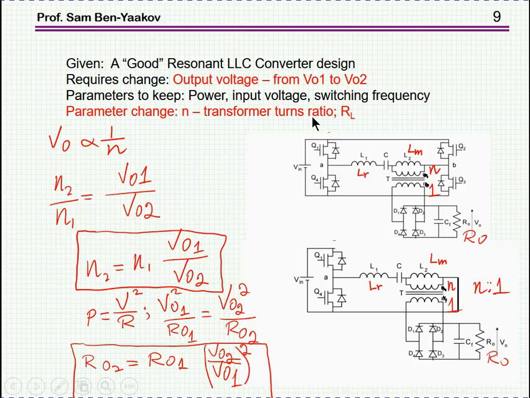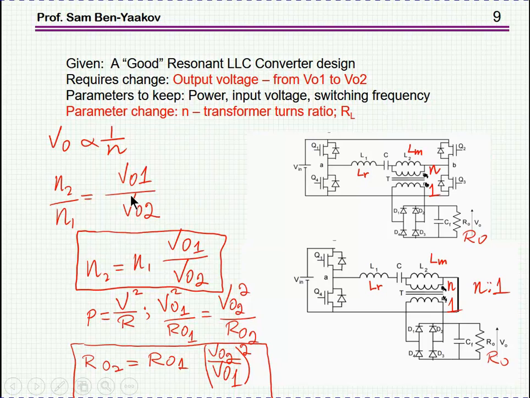So in this case, we'll have to change two things. We'll have to change the transformer ratio, and we'll have to change the nominal equivalent load, because if the voltage is changing, then for the same power, clearly you will have another load.